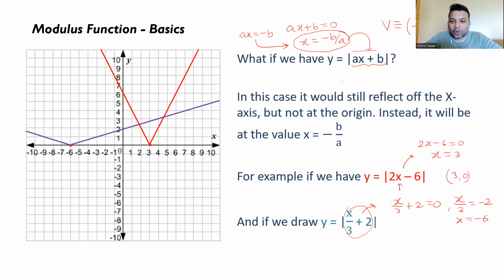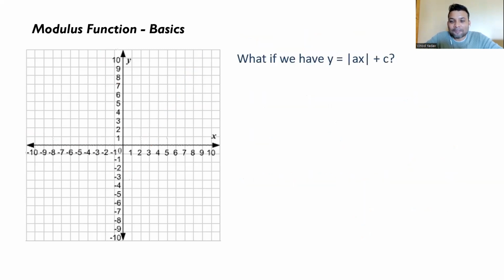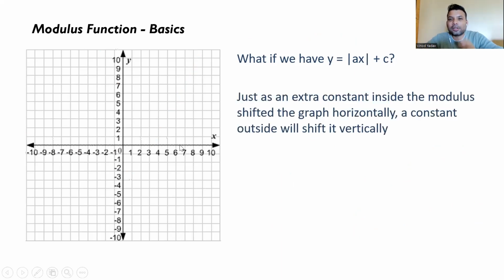Okay. All right. Let's go ahead. Now you have a constant outside the mod. Earlier the constant was inside the mod. Same thing, you'll understand that the graph will shift up or down by that value c. Earlier it was shifting on the x-axis, now it will shift on the y-axis.